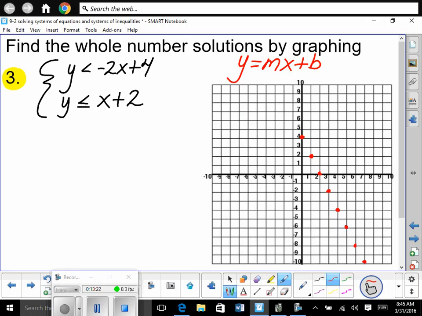Up 2 over 1. Now don't draw in the line yet. Because it's y values less than, it's not equal to, it doesn't include the line. It does not include the line. So this is when we do a dotted line.